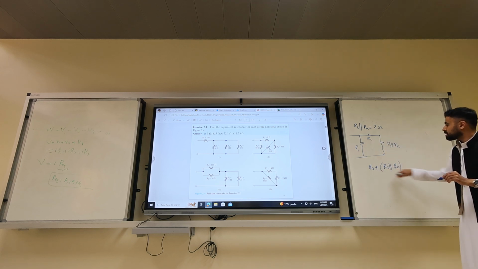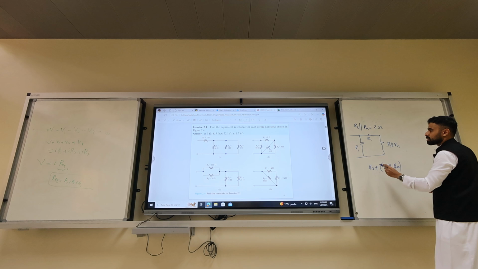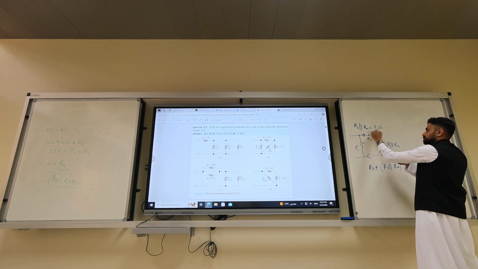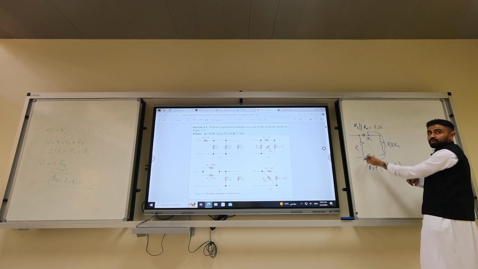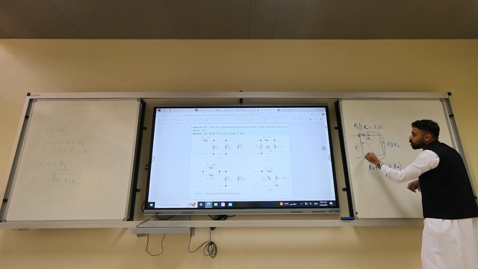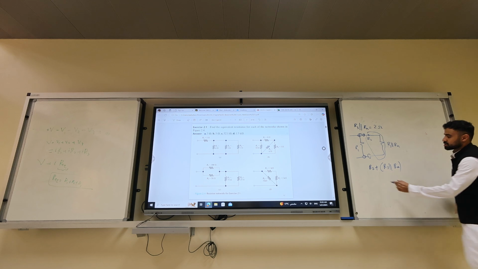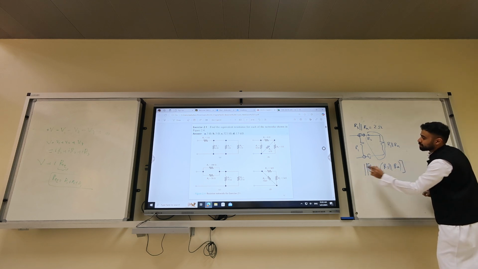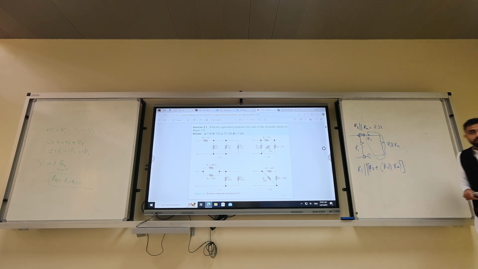What's the relationship between this and R1? Series? Parallel. This combination is in parallel with this. Yes, because they share 2 nodes. So this is in parallel with R1. You can do this mathematically in the test. That's another mathematical notation, but I prefer to do it one at a time.